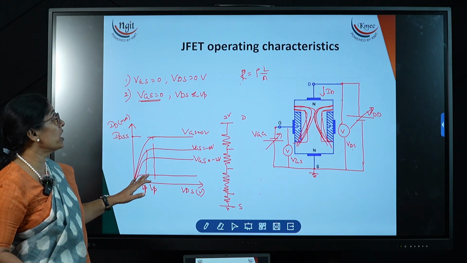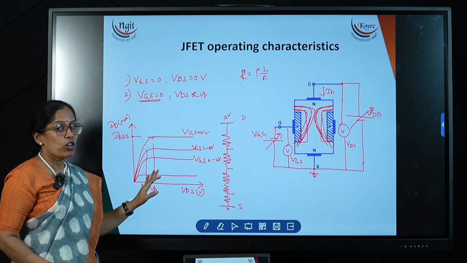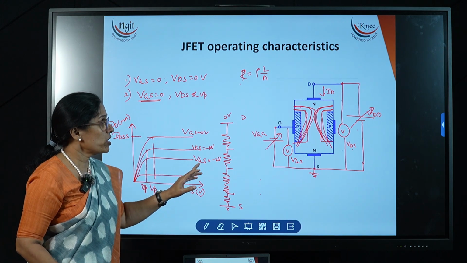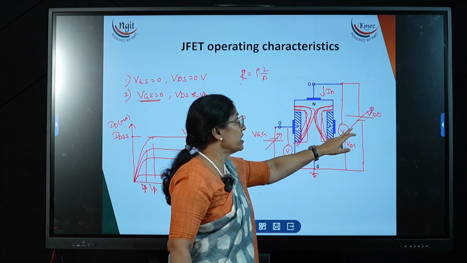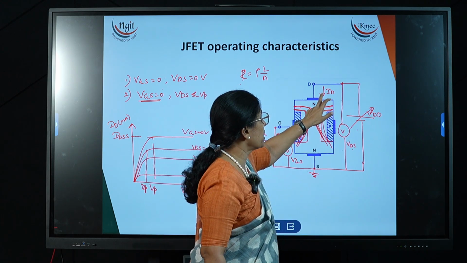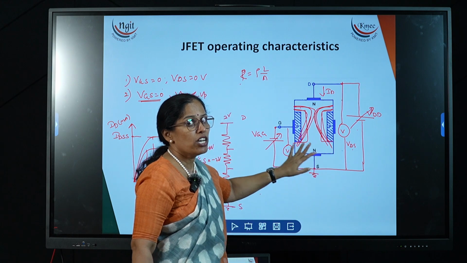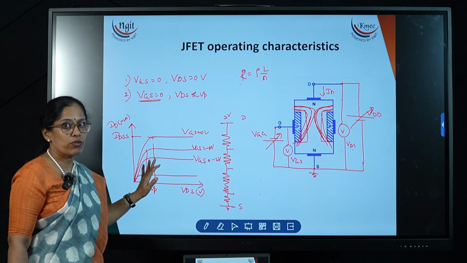Now this is about the drain characteristics. In the drain characteristics, what are we doing? We are keeping the input voltage constant, and by varying the output voltage, we are observing the current and output junction voltage. For that, these are the characteristics we are getting.